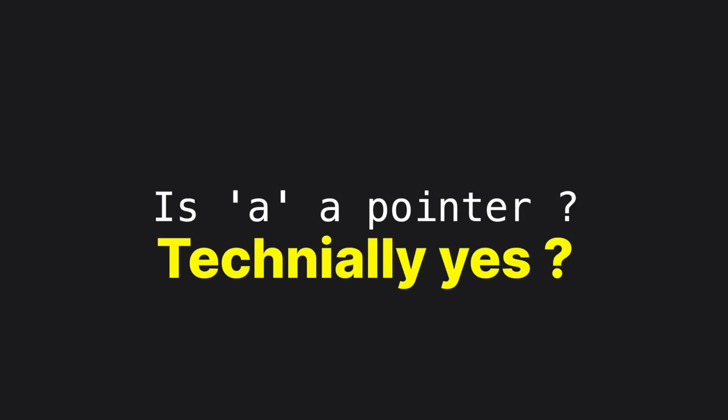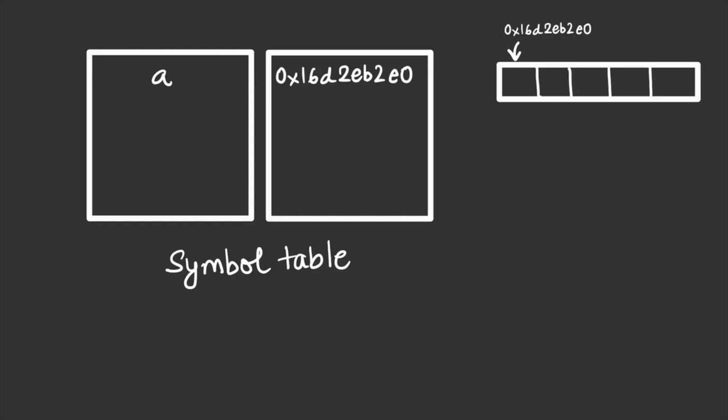So A is like a pointer, but not really, because in the symbol table, the entry for A looks something like this. And unlike pointers, A is not pointing to any other variable but to a memory location. But it acts like a pointer.